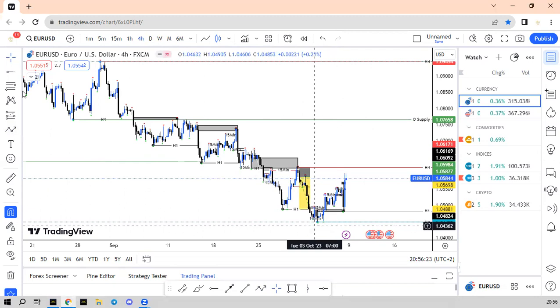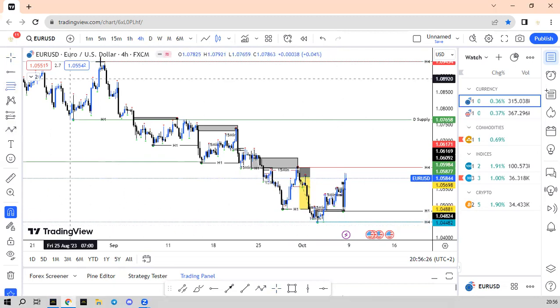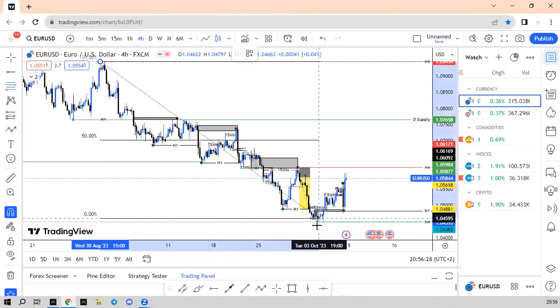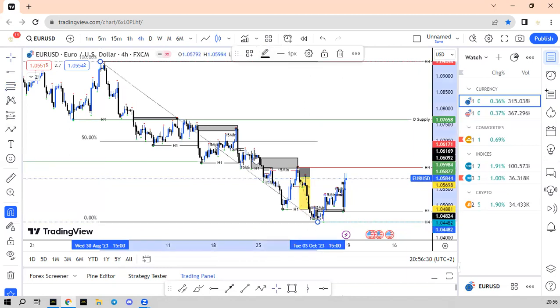We've just created a low. So there are many things that I'm looking at. The price might actually come to the discount area, or overall the daily supply. This is the daily supply inside a 4-hour range. So it might come all the way to the daily supply. Then from there, we're gonna look for sales.